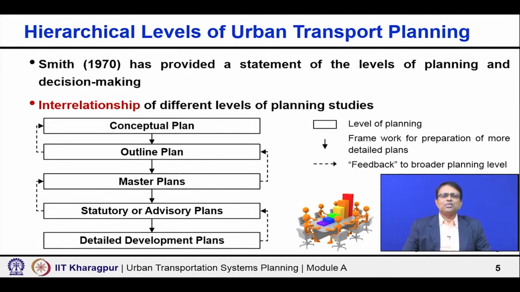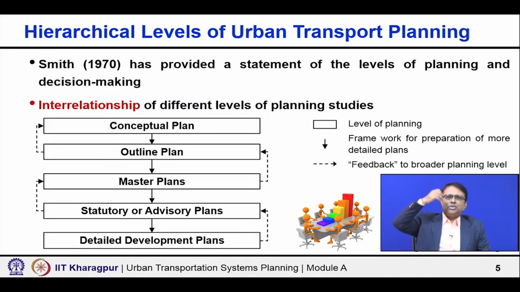There are many resources available, but I personally still like this Smith 1970 work, and this paper is also available online in the public domain. I have included it in the list of references, so you will find it when you receive the material. You may go through it. So, very briefly I will try to tell you the concept. The interrelationships of different levels of planning studies are actually explained by Smith, where he considered 5 levels.